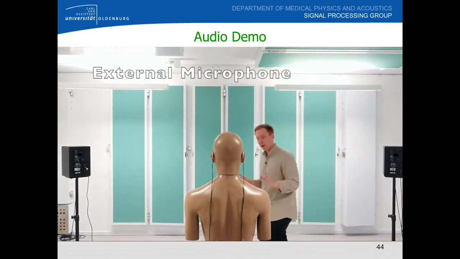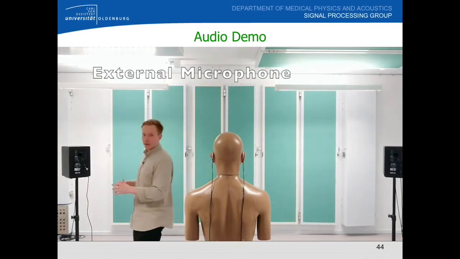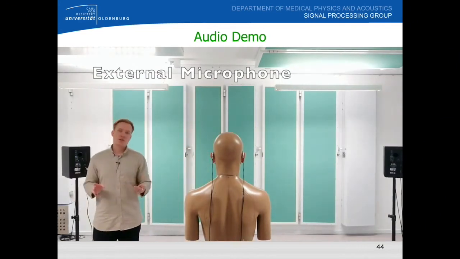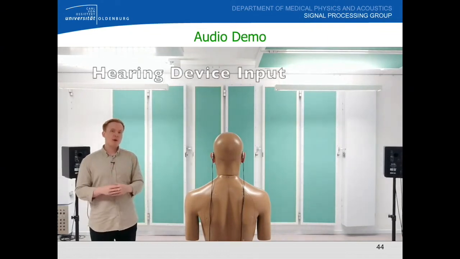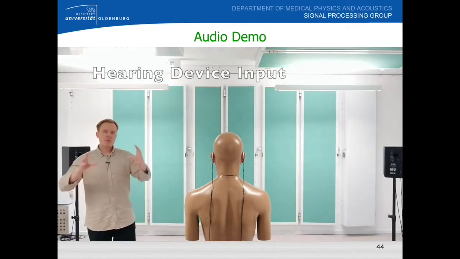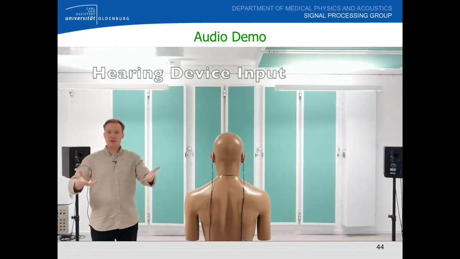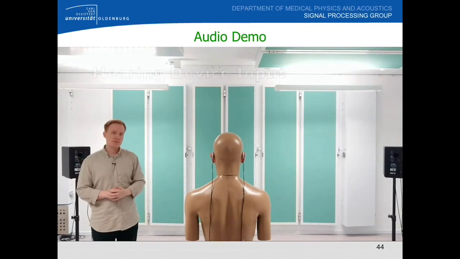You're not able to follow my movement anymore by listening to my voice, and you're not able to localize me correctly on the left side now. To counter this problem, we are now combining the external microphone with the head-mounted microphones and process all microphone signals together in a binaural noise reduction microphone.